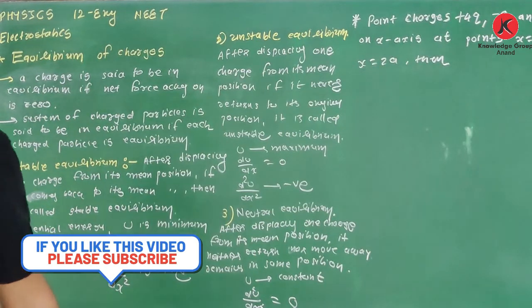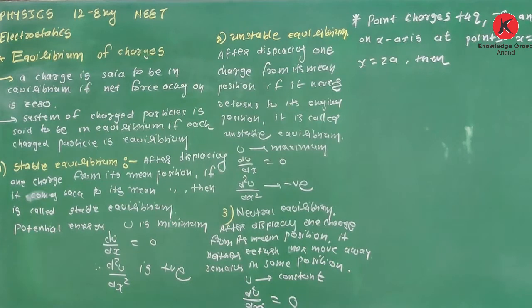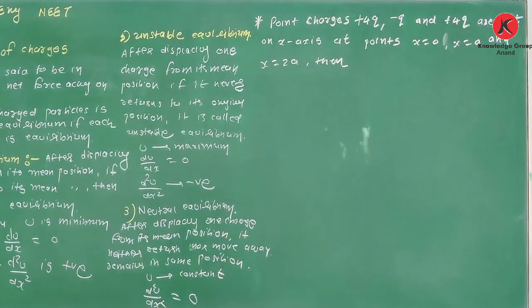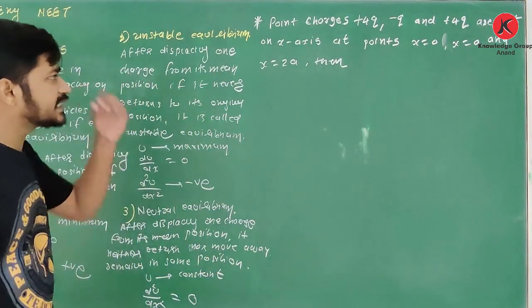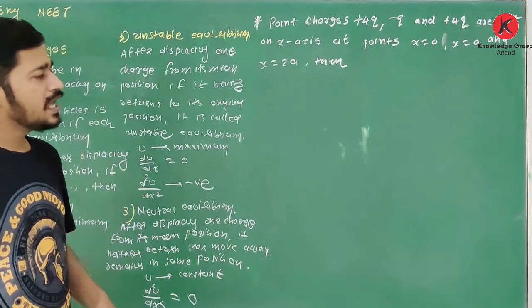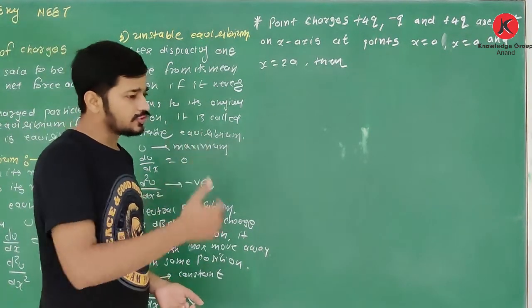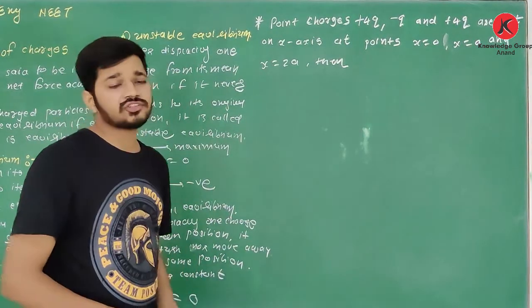Now we will see one question based on it. See, you are given point charges plus 4q, minus q, and plus 4q, kept on the x-axis at points x equal to 0, x equal to a, and x equal to 2a. Then you are given options for in which equilibrium this system is.